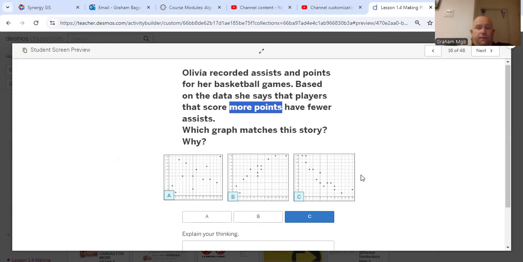So I think a lot of students weren't familiar with this to begin with, the idea that if they both say more and more or fewer and fewer, that would actually be the graph of B. But if they're opposites of each other, that's where that inverse connection comes in. That's where we get that negative correlation. So more points and fewer assists, without even looking at the scales, I can tell that one's going to be negative correlation.